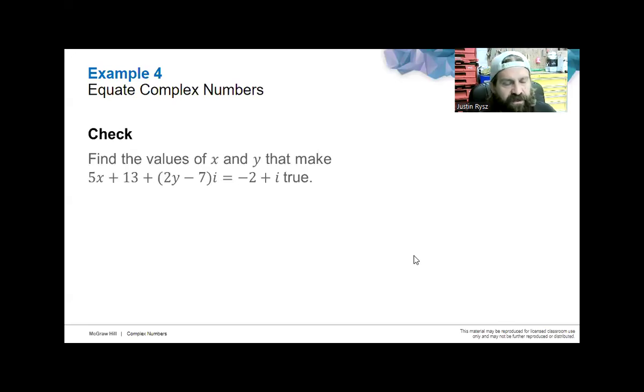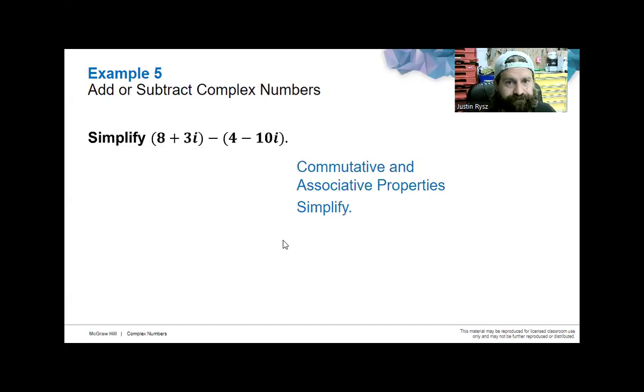So if you guys want to try this next one on your own, see if you can do it. What would x have to be to make the real part end up being -2? And what would the y have to be to make the imaginary part equal to 1? Not 0, but 1. All right, x would have to be -3 because 5 times -3 plus 13, that's -15 plus 13, which is -2. And y would have to be 4 because 2 times 4 is 8, and 8 minus 7 is 1, and that matches up with the imaginary number there.